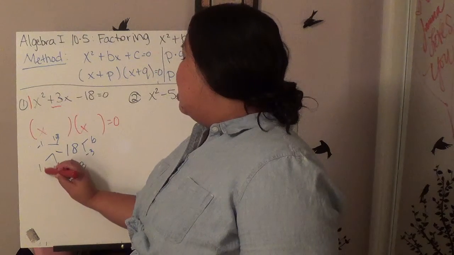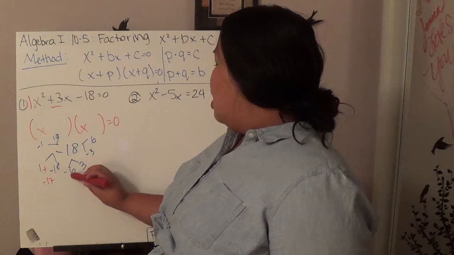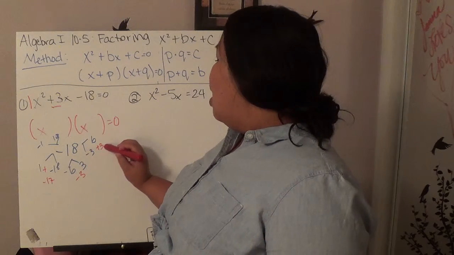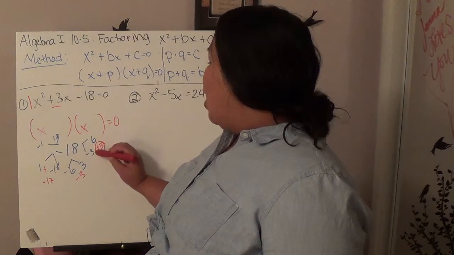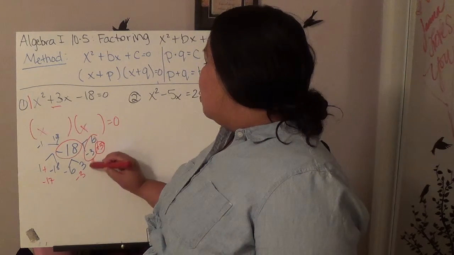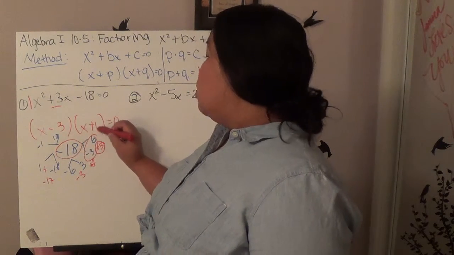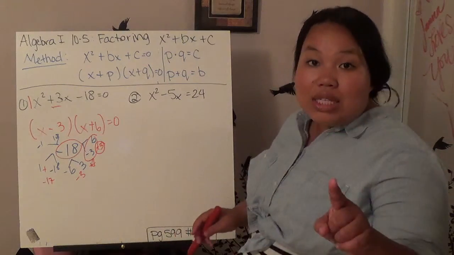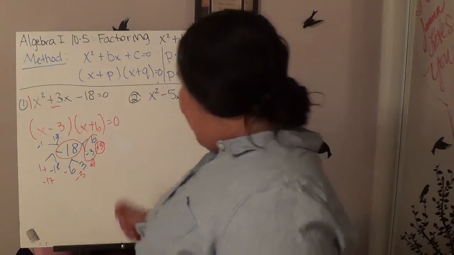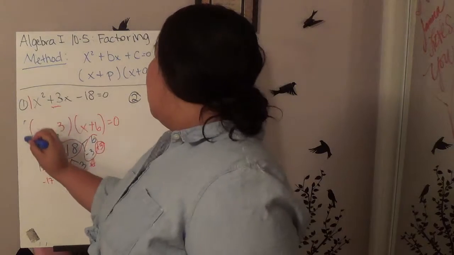So let's add them. This together gets me negative 17. Negative 6 and 3 gives me a negative 3. This one gives me a positive 3. Aha! This one gives me a positive 3 when I add them and a negative 18. So these are my magic numbers. It doesn't matter which order, I have a negative 3 and positive 6, or I can do positive 6 and negative 3, because I'm doing multiplication. So then here is my factored form. If they're asking you just to factor it, then I would just stop here.